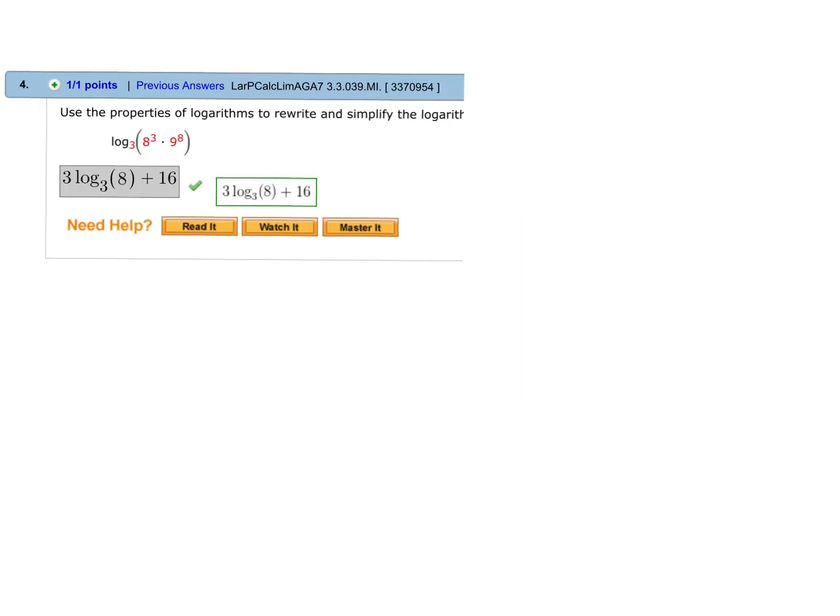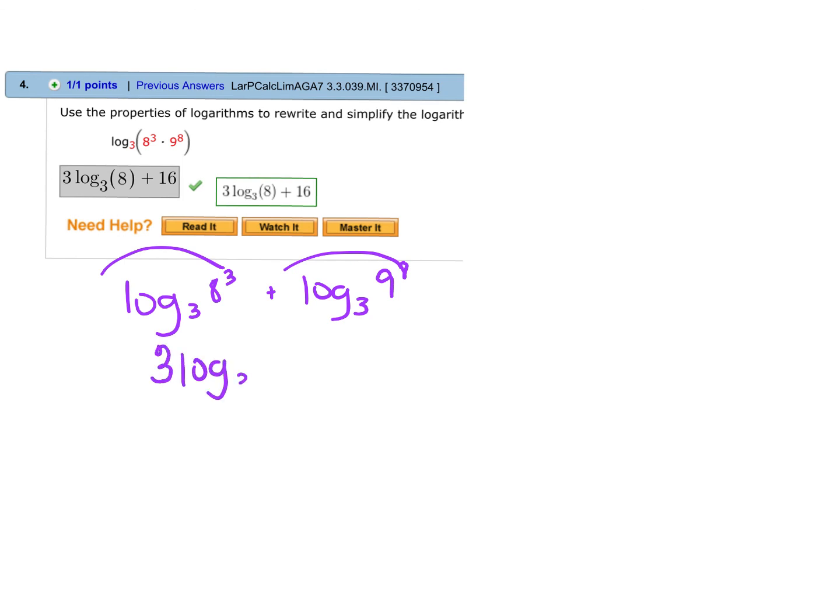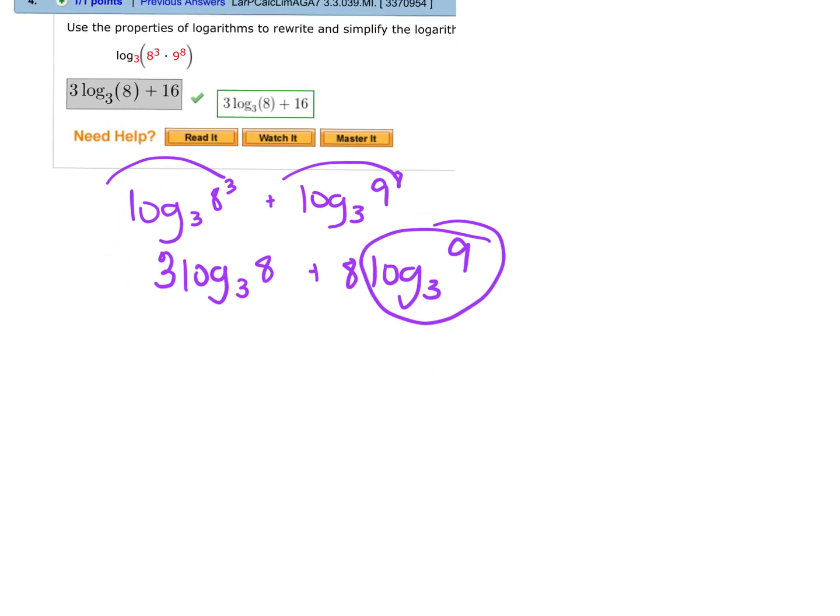This was 4. So 4 looked like this. I would separate this out as log base 3 of 8 to the 3rd, plus log base 3 of 9 to the 8th. Bump the exponents forward: 3 log base 3 of 8, plus 8 log base 3 of 9, and then log base 3 of 9 is 2. So 8 times 2.